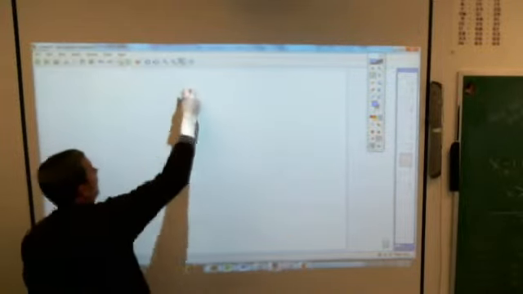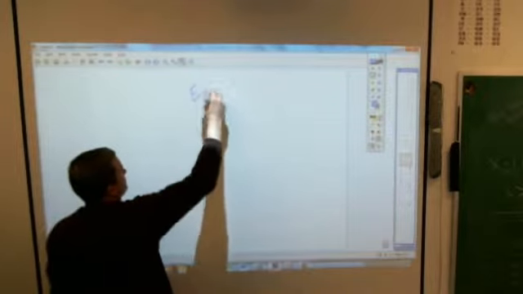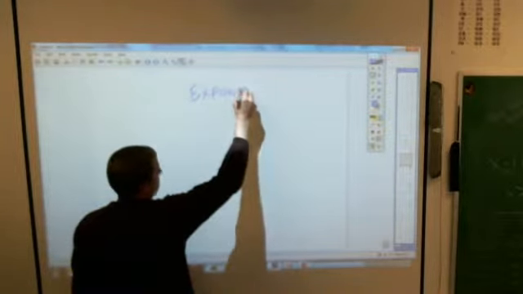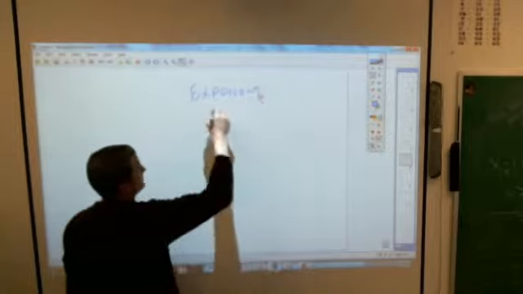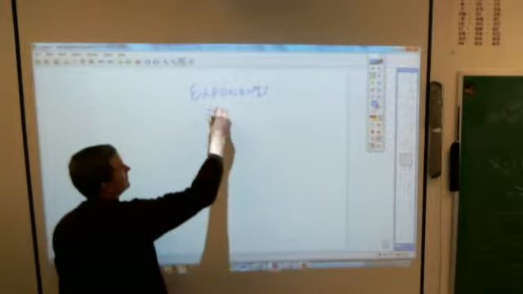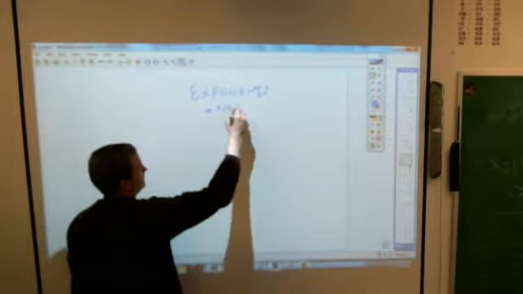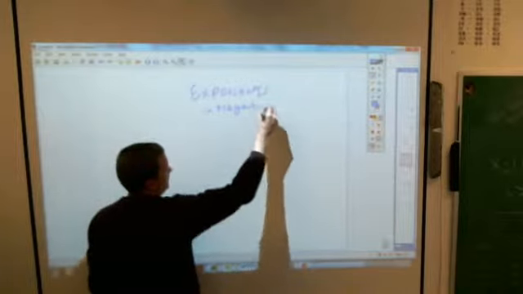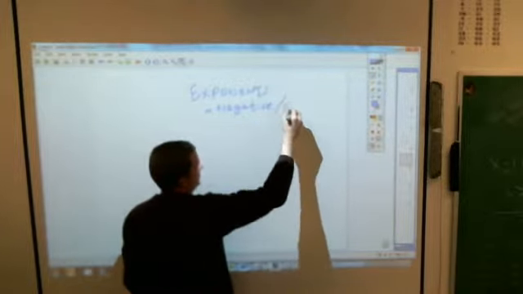Under exponents, and subtitled negative exponents with fractions.